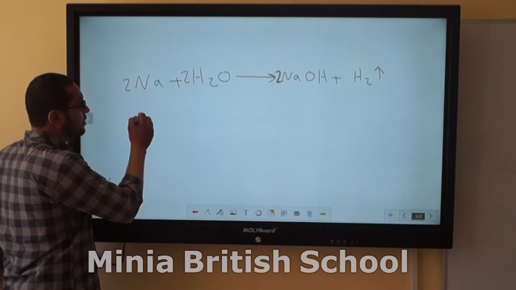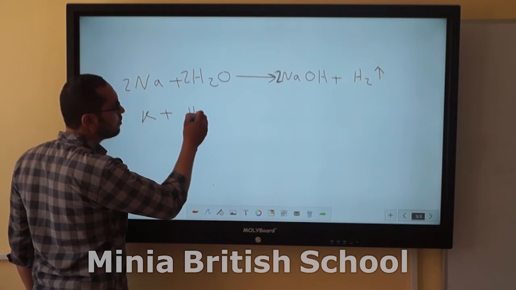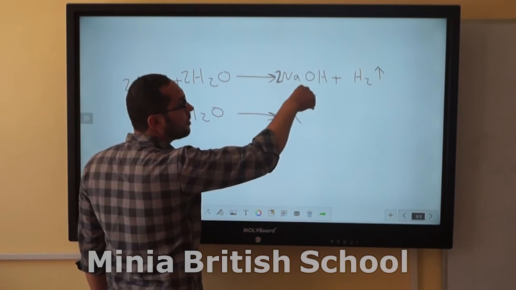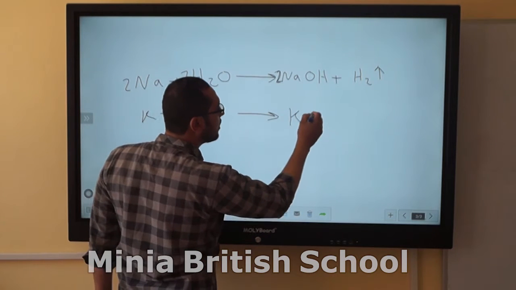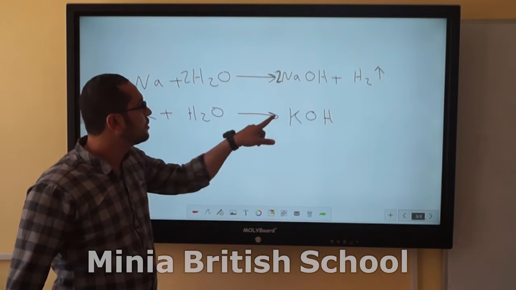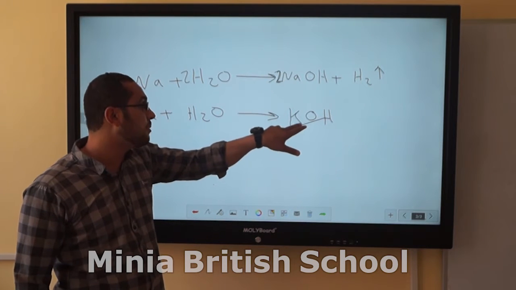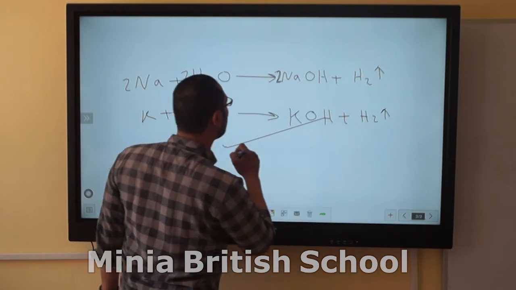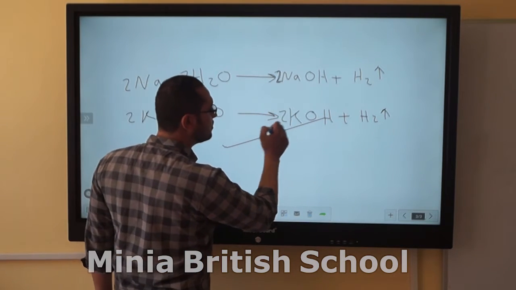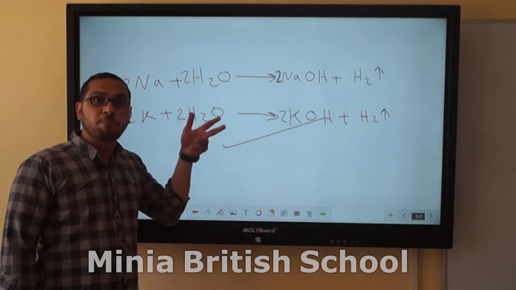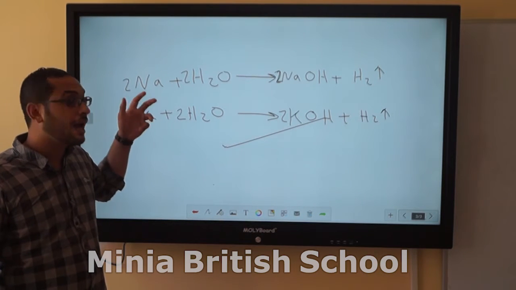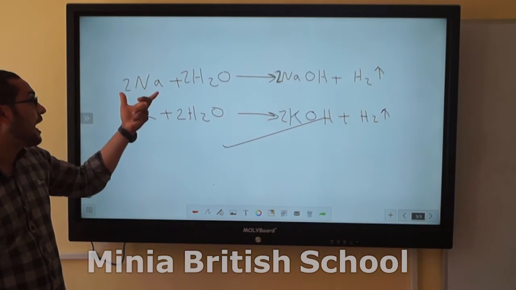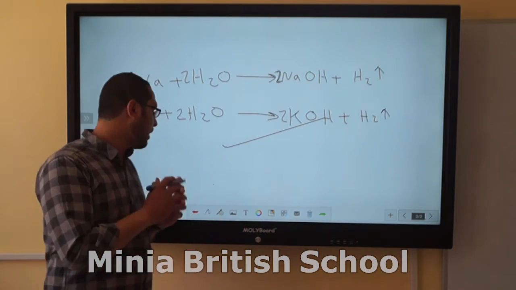Another example: potassium reacts with water, also forming an alkaline solution. The previous compound is called sodium hydroxide, but this compound is called potassium hydroxide, and hydrogen gas evolves. 2 here and 2 here, and 2 here. If I compare the two reactions, I will conclude that the reaction of potassium with water is stronger than the reaction of sodium with water. This is why.